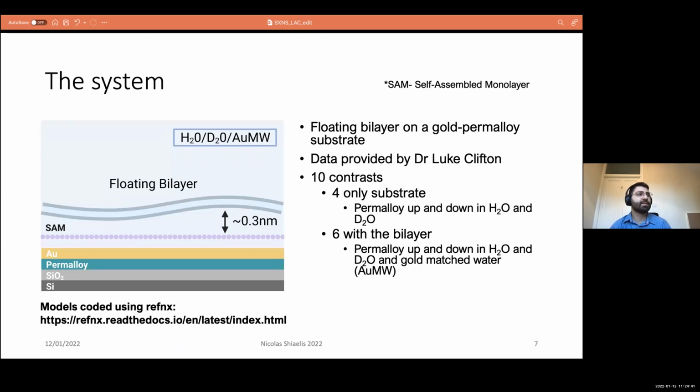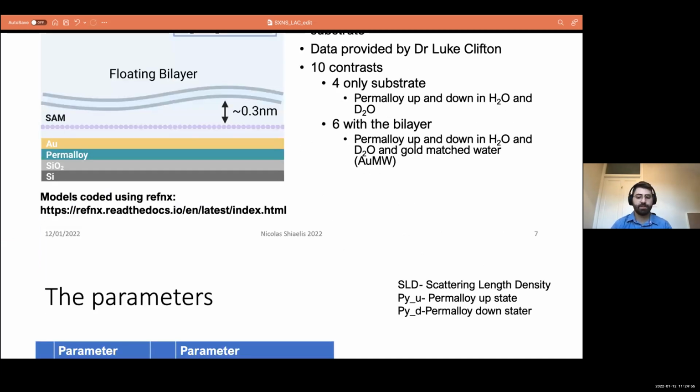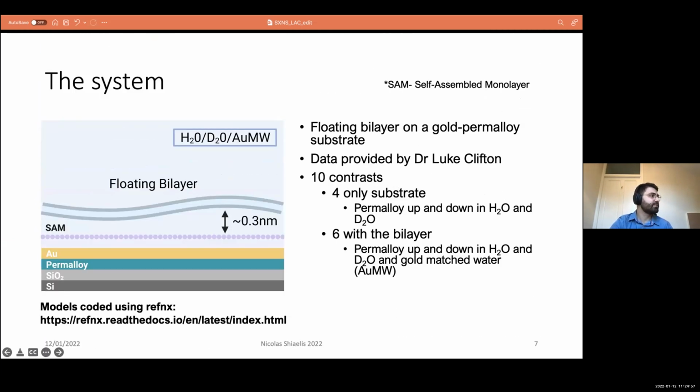And Luke has kindly provided a data set for this project of optimally good data. By that, I mean a highly reflective sample of a well understood system with multiple contrasts, including spin contrasts. The substrate consists of a silicon layer, permalloy, gold, a self-assembled monolayer with a water interlayer and a floating bilayer on top.